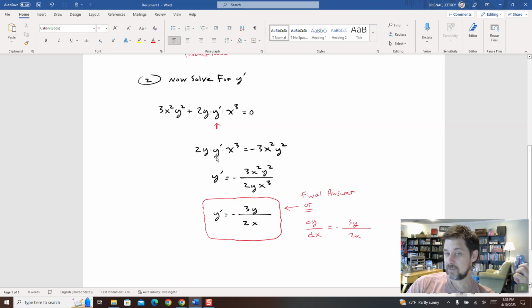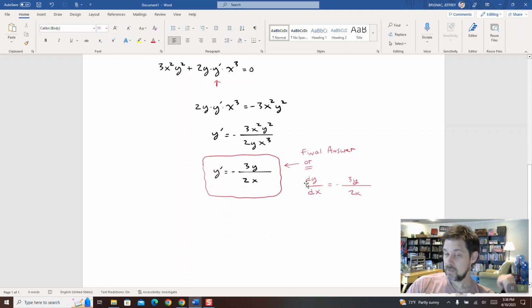Then, if I want to solve for y prime, I have 2y times y prime times x to the third power. Since this is all multiplied together and I want to solve for y prime, I would divide by 2y times x to the third power on both sides, and I would get like so, okay? All right, and then I've solved for y prime.